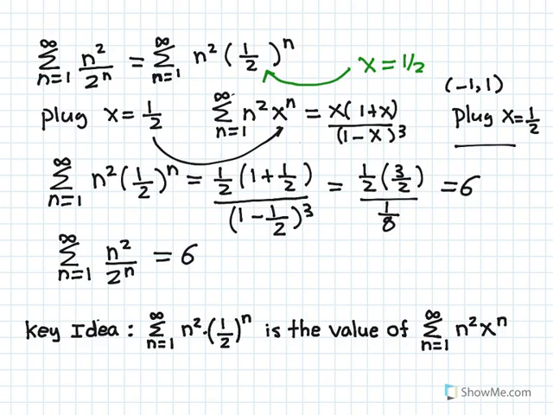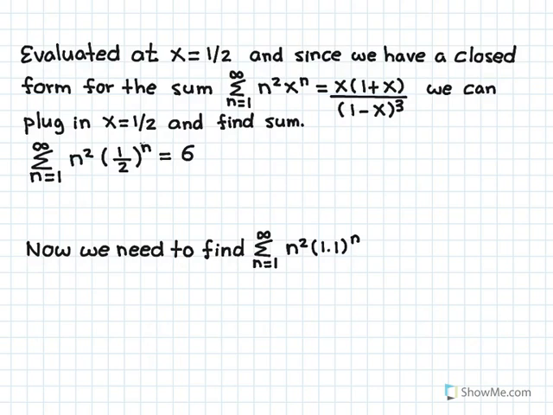So very important, we were able to plug x equals 1/2 because x equals 1/2 is inside the interval of convergence from negative 1 to 1. The key idea here was that the summation n equals 1 to infinity of n squared times 1/2 to the power of n is the value of this power series, the summation n equals 1 to infinity of n squared times x to the power of n, evaluated at x equals 1/2. And since we have a closed formula for the sum, x times (1 plus x) divided by (1 minus x) to the power of 3, we can simply plug in x equals 1/2 and find the sum.